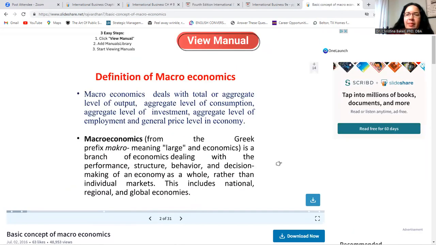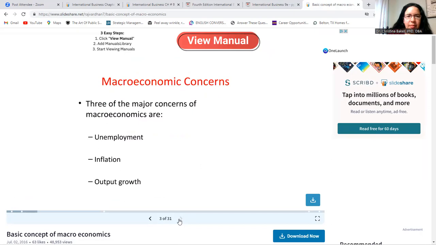Back to macroeconomics, it deals with the aggregate level of output, aggregate level of consumption, aggregate level of investment, aggregate level of employment, and the general price level of the economy. Macroeconomics is from the Greek prefix macro, meaning large. It is a branch of economics dealing with the performance, structure, behavior, and decision-making of the economy as a whole rather than individual markets. This includes national, regional, and global economies. There are three major parts of macroeconomics that we talked about: unemployment, inflation, and output growth.